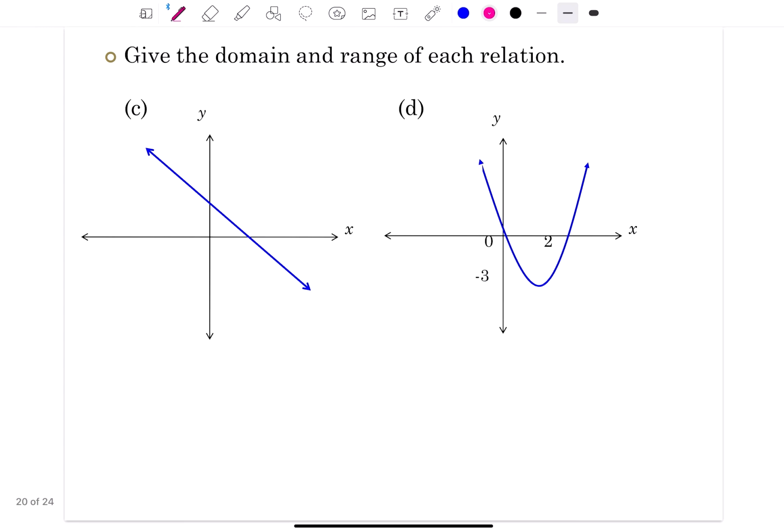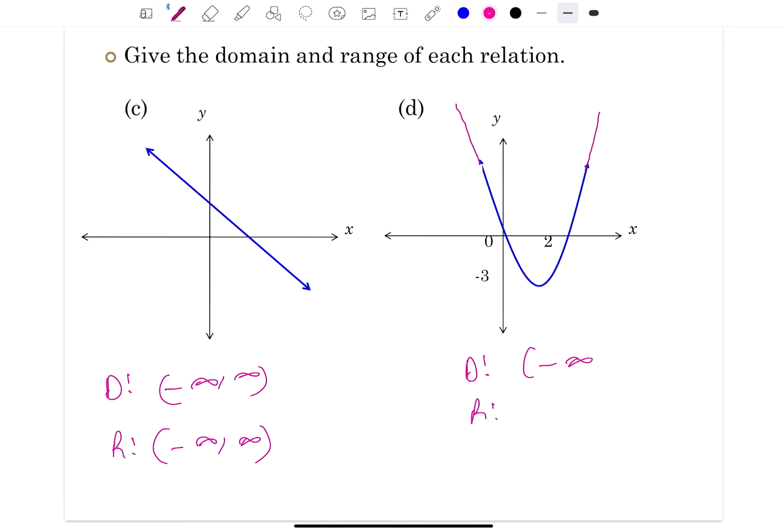Give the domain and range of each relation. So for the part C example, the arrows are going in both directions. So domain is all real numbers going from -infinity to +infinity, and range is also all real numbers going from -infinity to +infinity. Next example, domain is the x values, and since I have the arrows going up, that means all the x values will be taken by this graph at some point if I extend it. So domain is between -infinity to infinity, all values.